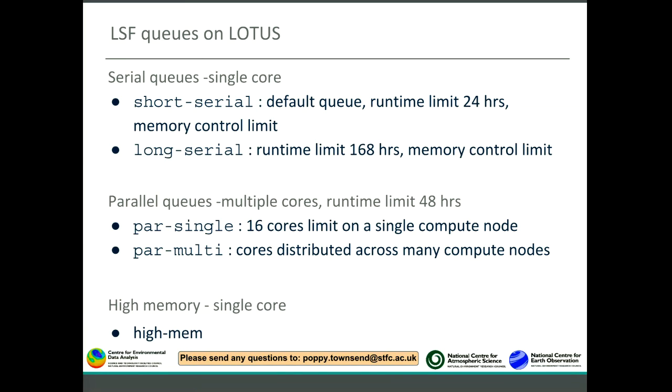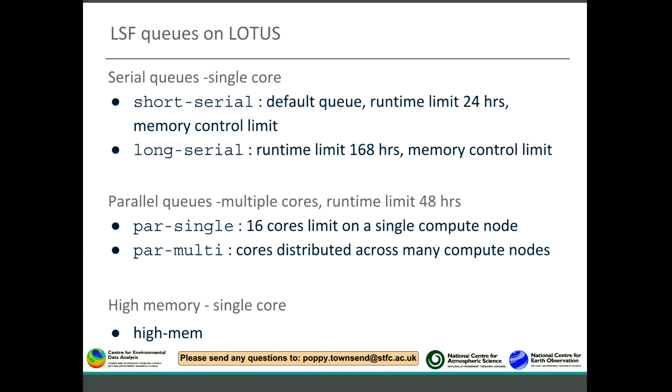The second type of queues is the parallel queues, which allow you to run jobs on more than one core, and they all have a runtime limit of 48 hours. The par single queue allows you to run on a maximum of 16 cores, but these cores have to be on a single compute node. If you're looking at running your parallel job on more than 16 cores, say 24 cores, then you should use par multi, which gives you access to cores distributed across many compute nodes.